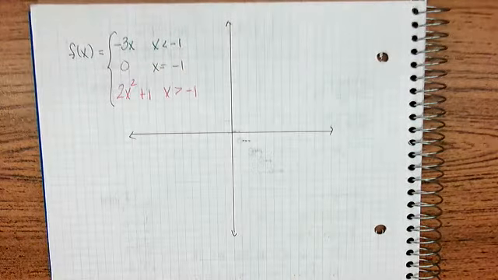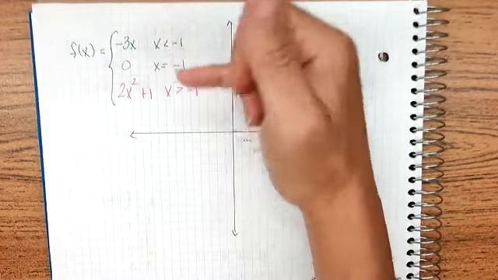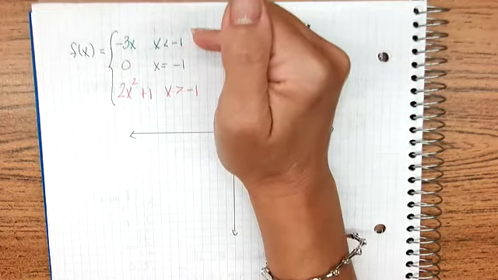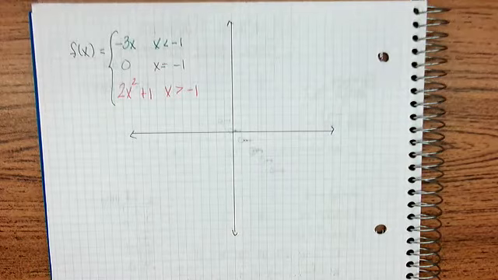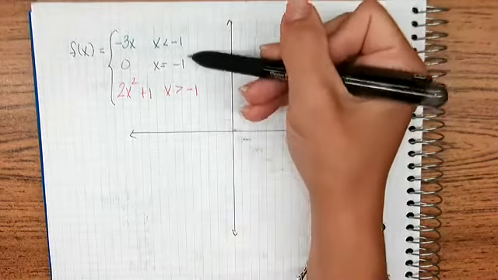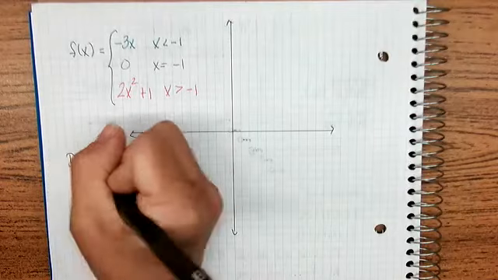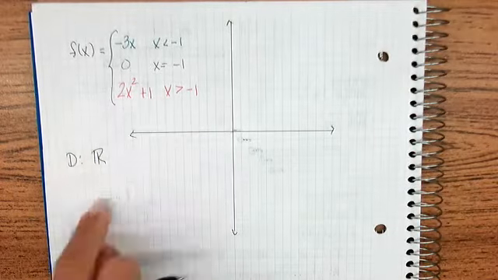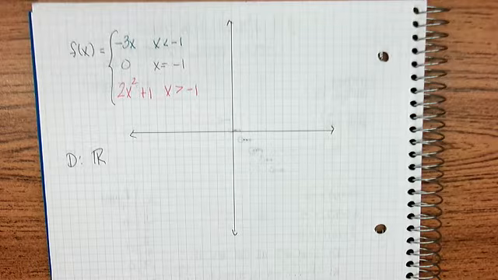Okay. This is your domain right here. I want the values when x is less than negative 1, when x equals negative 1, and when x is greater than negative 1. You can find the domain without even having to graph the problem. Less than negative 1, equal to negative 1, greater than negative 1, the domain is all real numbers. I tend to just write the real number symbol. You can certainly use interval notation and write negative infinity to infinity, or you can write it out, that's fine.